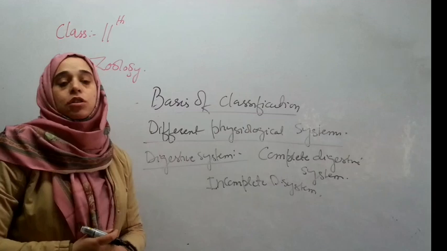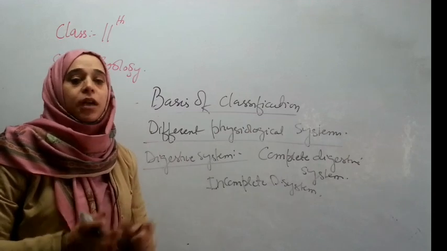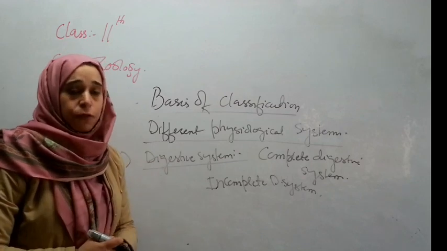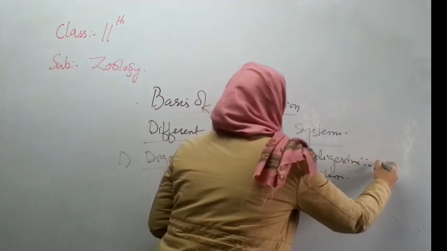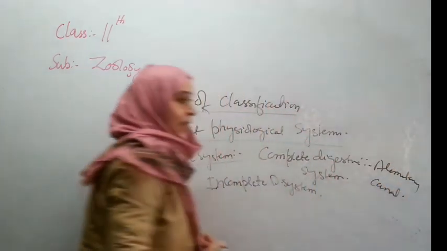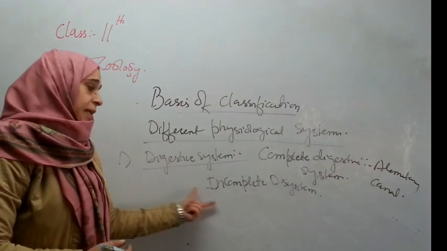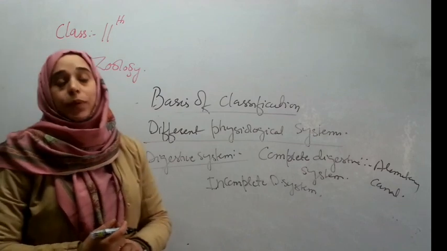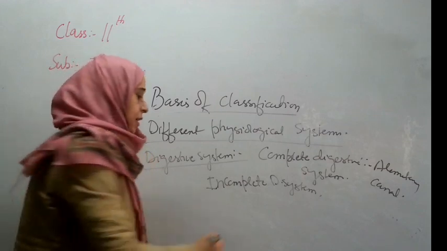The complete digestive system means the system where the organism possesses a well-developed alimentary canal, a tube which possesses two openings, one for the intake of food and another for the expulsion of undigested matter. That means the alimentary canal is well developed. And the incomplete digestive system means a system where the organism possesses a single opening, and the single opening does both the function of a mouth as well as an anus.